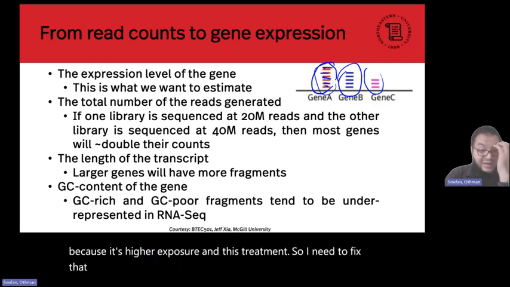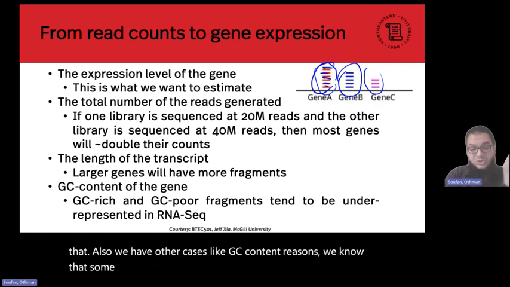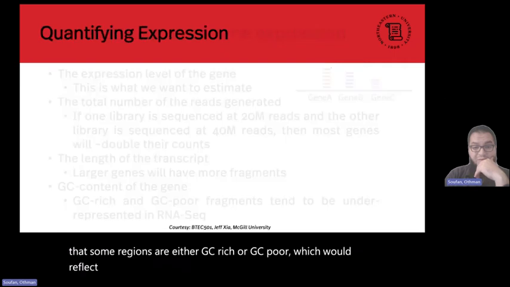Also, we have other cases like GC content regions. We know that some regions are either GC rich or GC poor, which would eventually be reflected in what we have here.